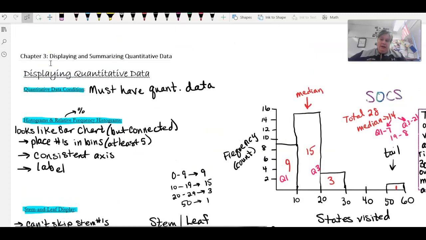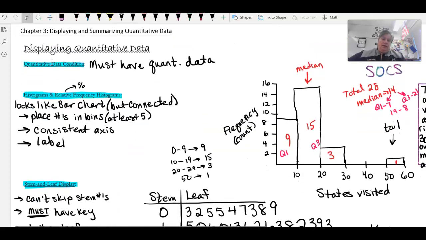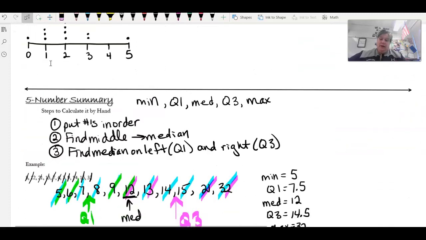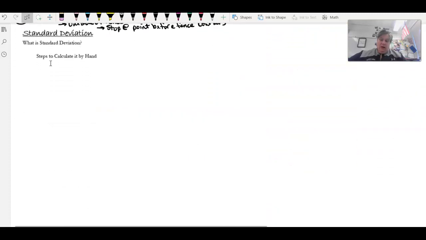Okay, so we're back at Chapter 3, displaying and summarizing quantitative data. The last thing that we have to learn about is standard deviation. And so what is standard deviation?